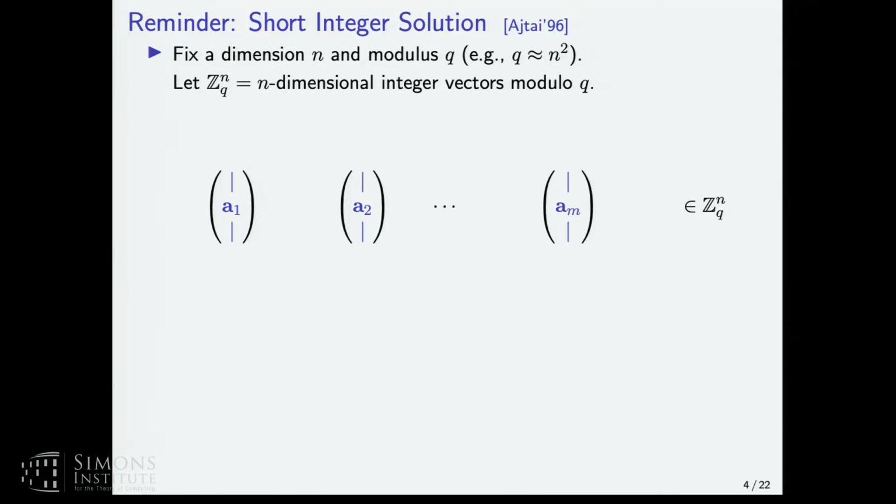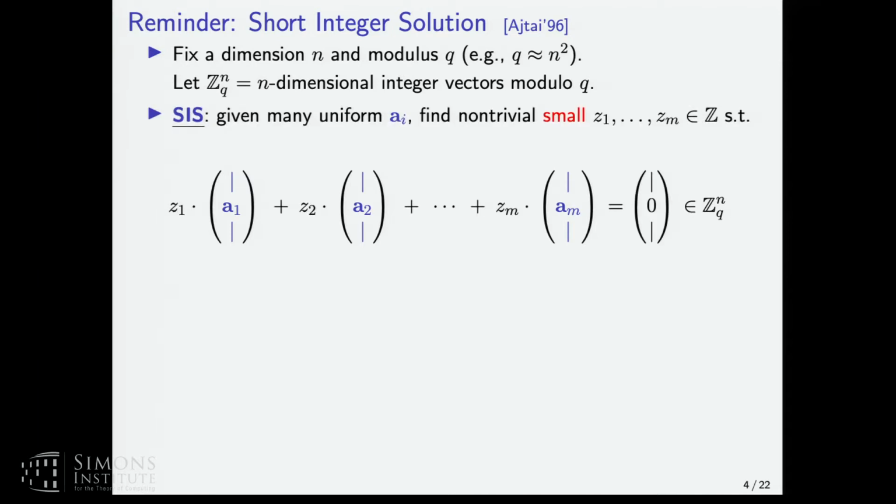The challenger gives the SIS solver, or the attacker, several uniformly random vectors from this Z_q^n domain, some large number of them, m. Given these, the challenge is to find some non-trivial small integer combination of them that adds up to 0. So we're looking for small integers z_1 through z_m that are not all 0. All 0 certainly works, but we want a non-trivial set of small integers such that this sum adds up to 0, and all the arithmetic here is modulo q.